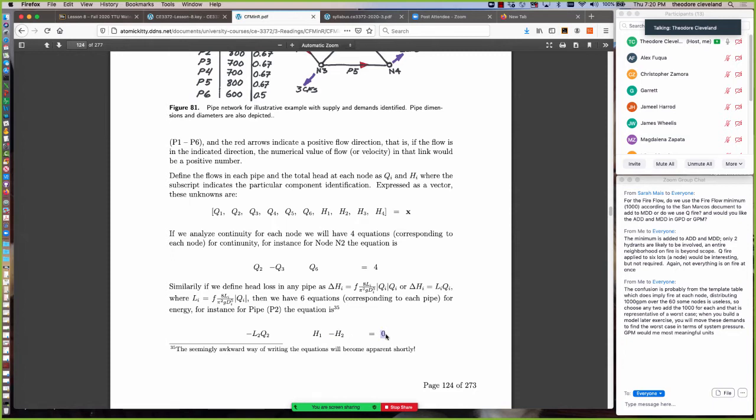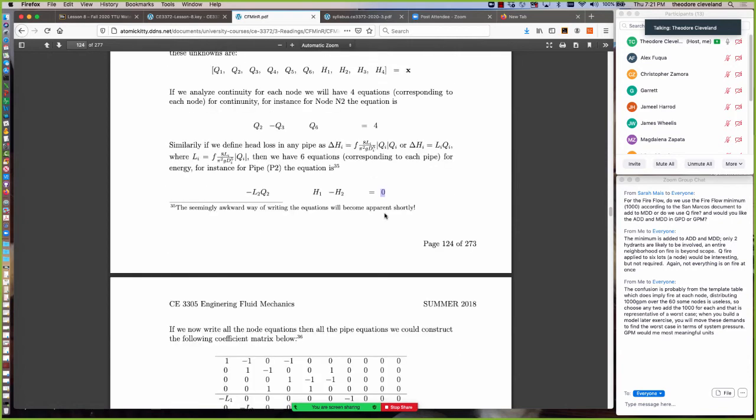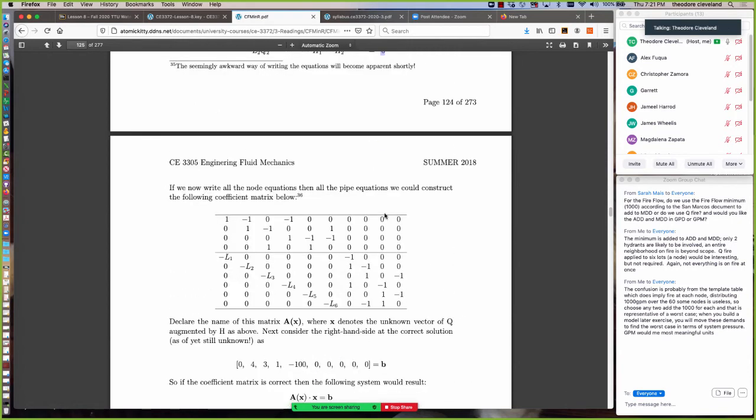So it's the same equation rearranged. And it's rearranged to have a particular structure because we're setting it up so that the head values are in the correct columns and the loss values are in the correct columns with respect to the rows that are determined by our unknown x vector.